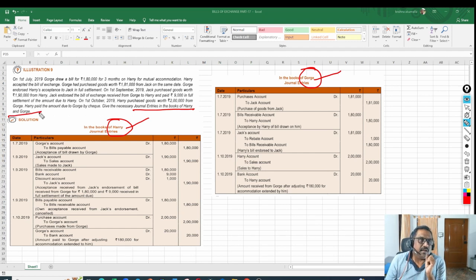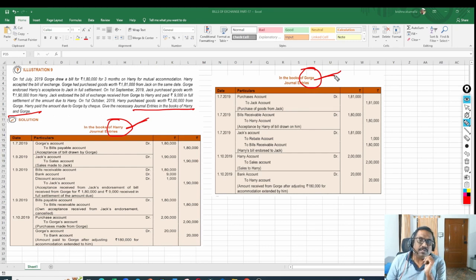Now, first thing, on 1st July 2019, George drew a bill for 1,80,000 rupees for 3 months on Harry. So who is the drawer? George. Who is the drawee? Harry. Am I right? So George drew the bill, so George is the drawer. Harry is the acceptor. We are writing entries in both the books, Harry and George. Harry is the drawee, so that means he is accepting the bill.